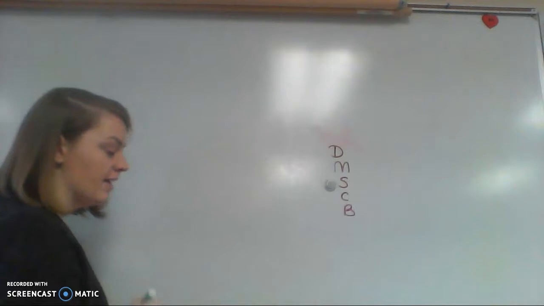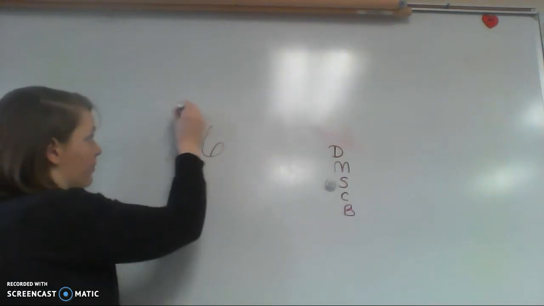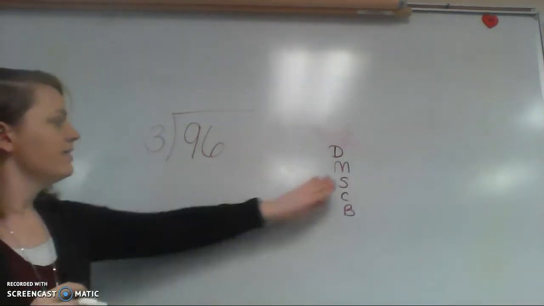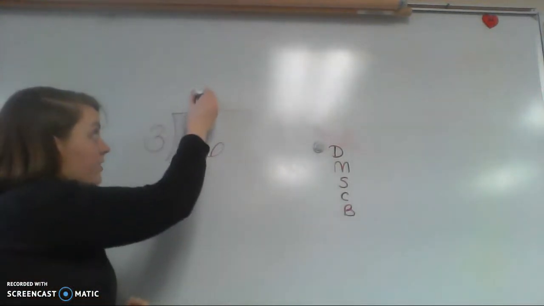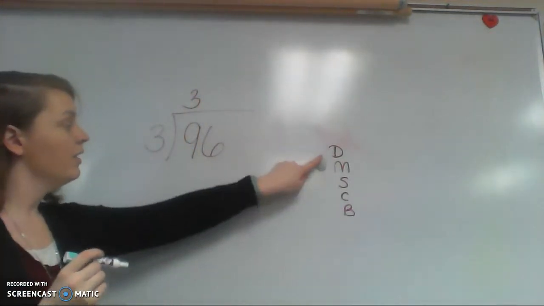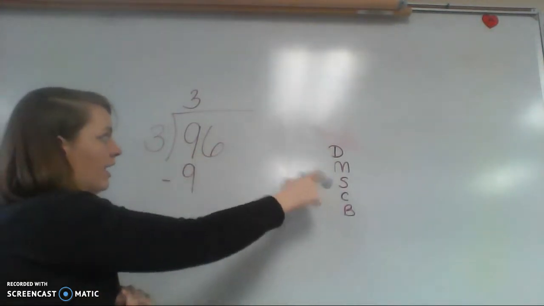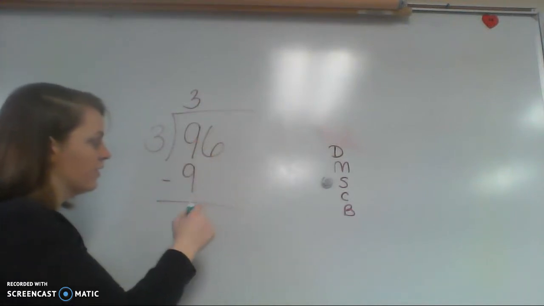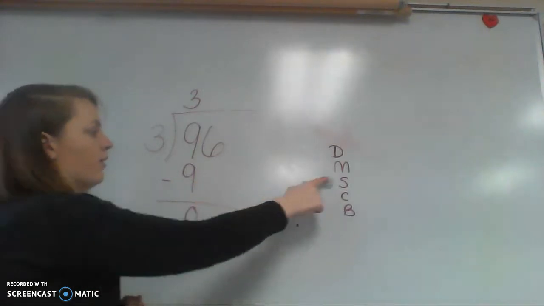All right, let's try 96 divided by 3. Okay, so how many times can 3 go into 9? It can go in 3 times. Multiply. 3 times 3 is 9. Lining everything up, remember. Subtract. Double check, is this less than that? Yep, I'm good. So I've checked.